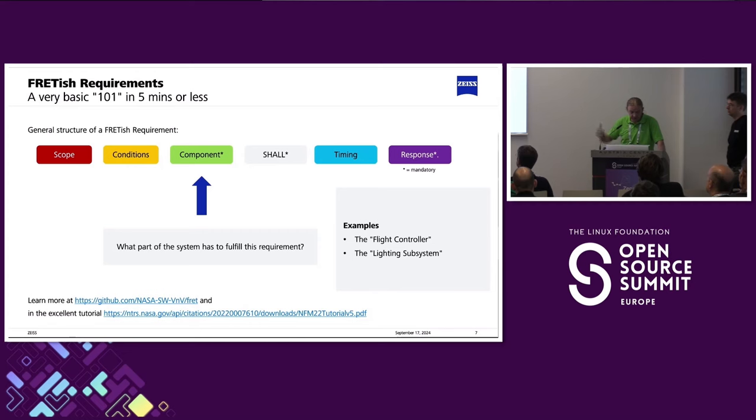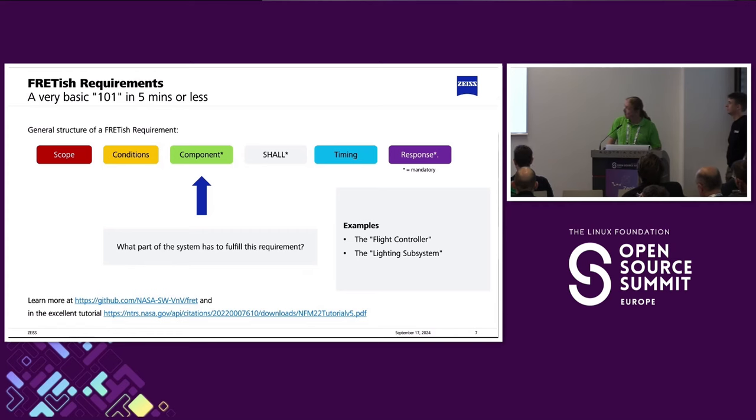These are the ones with an asterisk applied to them. So the minimal FRET requirement is component, shall, response. And I'll walk you through the others now. And you can follow on the slides to the right some examples for these components. And if you're really interested in the whole subject, I can highly recommend the tutorial that the NASA team has put together, and I basically blatantly stole the content of the next slides from it. So the true reference is their tutorial.